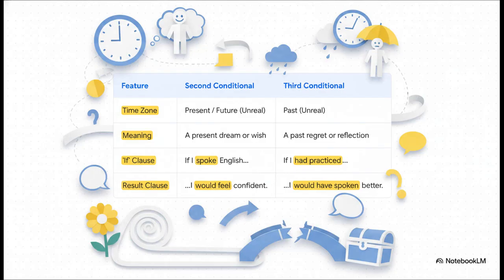Look at the time zone. That's the core difference. Second conditional is for now, third conditional is for the past. And that one change completely flips the meaning. We go from a present dream to a past regret. And you can see how the grammar just follows that logic. "If I spoke better" is a wish for right now. But "if I had practiced more" is a reflection on a past that's over.